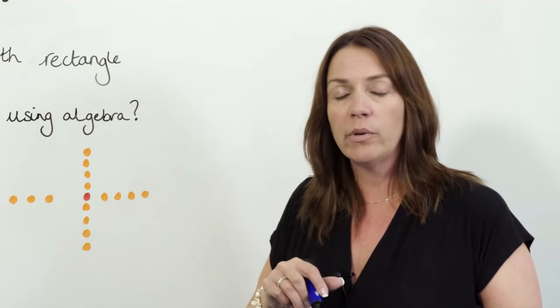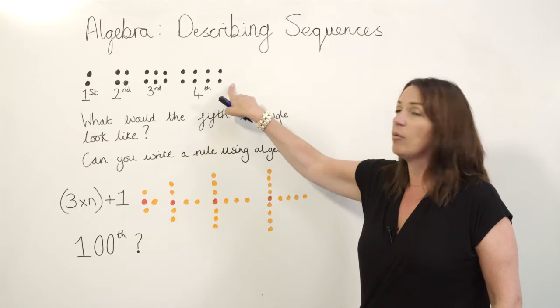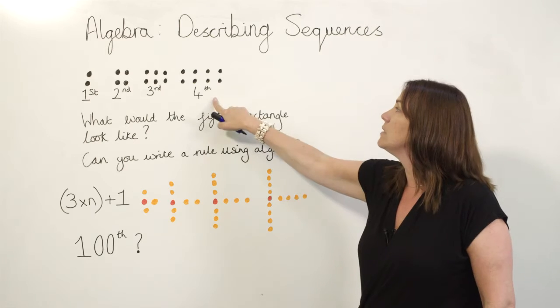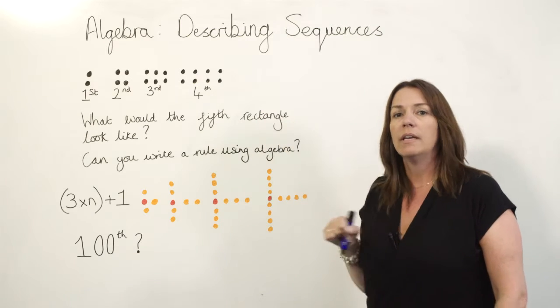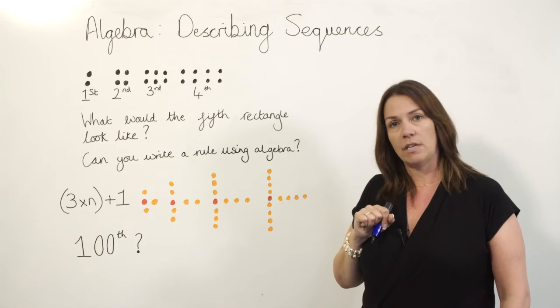So at this point, you want to encourage your pupils to have a look at the pattern. Can they see a pattern between the number of dots increasing each time? Or is there a link between the number in the sequence and the number of dots? Now, if we look at this one, you can see that the sequence increases by 2 dots each time.